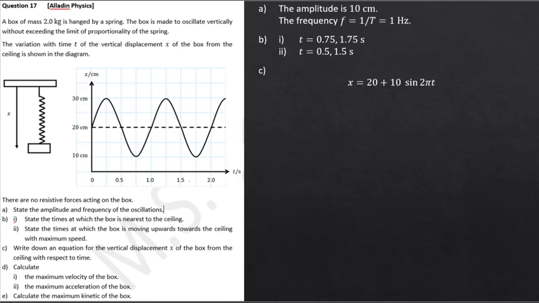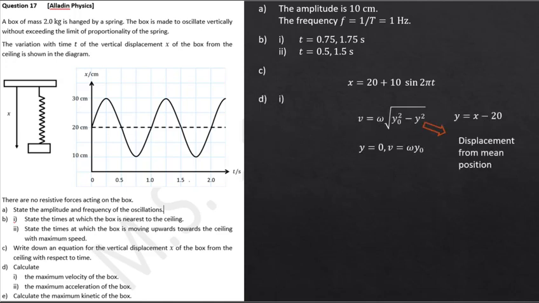Now part D, we have to calculate first the maximum velocity of the box. To calculate the maximum velocity of the box, we are going to use v is equal to omega times the square root of y naught squared minus y squared. Now, the reason I changed from x to y is that in the equation we have to use a displacement from the mean position. And the mean position is at x equal to 20.